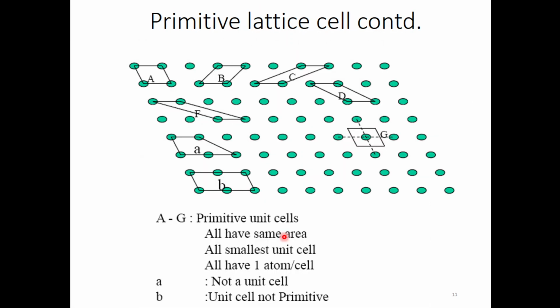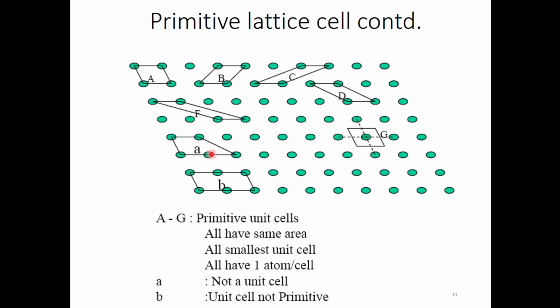And again, we can push forward the interpretation of the primitive unit cell or primitive lattice cell. This A is a primitive unit cell, B is a primitive unit cell, and hopefully you won't have any difficulty in understanding the nature of these cells. So this C, this D, they are unit cells, right? And this G again is a unit cell, and again a primitive unit cell. This F is a unit cell.